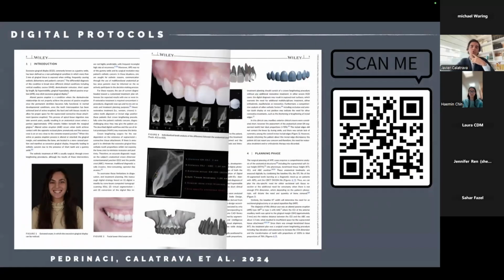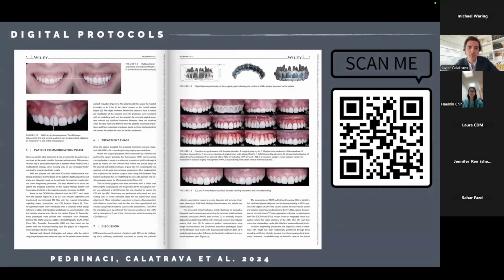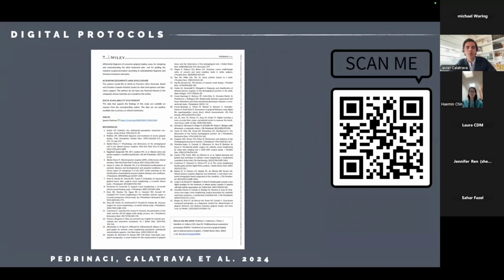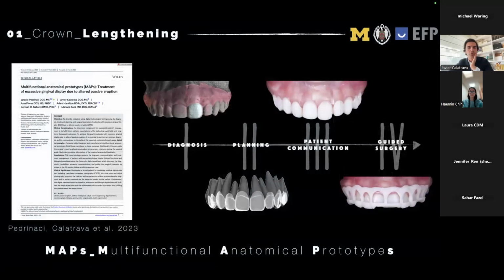So this is a protocol that we published at University Complutense of Madrid together with my best friend and colleague, Ignacio Pedrinazzi, with whom we do all of our research on digital workflows. If you guys want, I will kindly send you the email to the email feed that we already have. And what we wanted to create is a full workflow, which we called MAPs, as multifunctional anatomical prototypes. So a map that just guides you through the whole process of aesthetic crown lengthening.